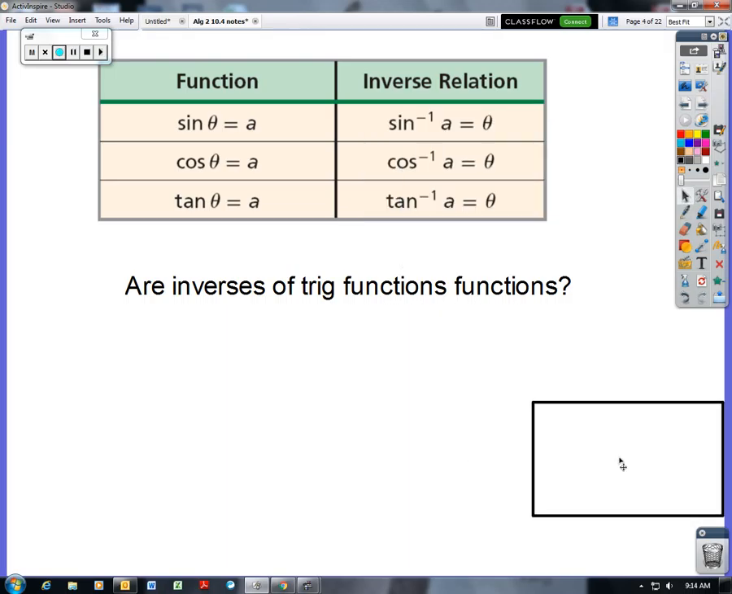Okay, so if we have a function sine of theta equals a, the inverse would be read as, and you can see here it's sine to the -1. That's the inverse sine, so it's also called arc sine. So if you do inverse sine, that would look like that. You could call that inverse sine or arc sine. They mean the same thing, just two different names for the same thing.